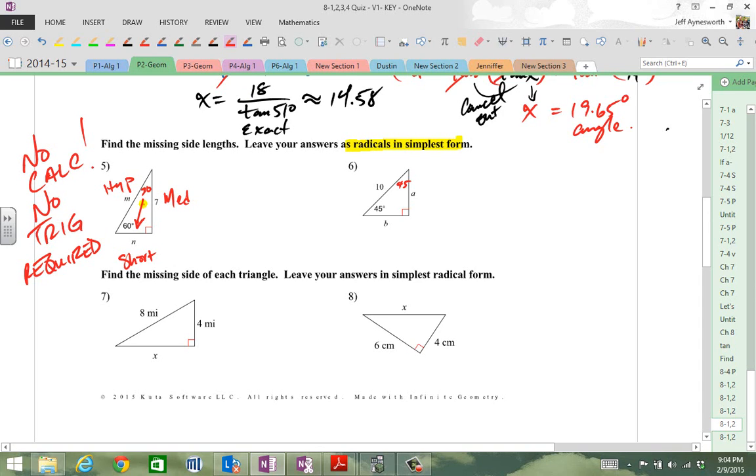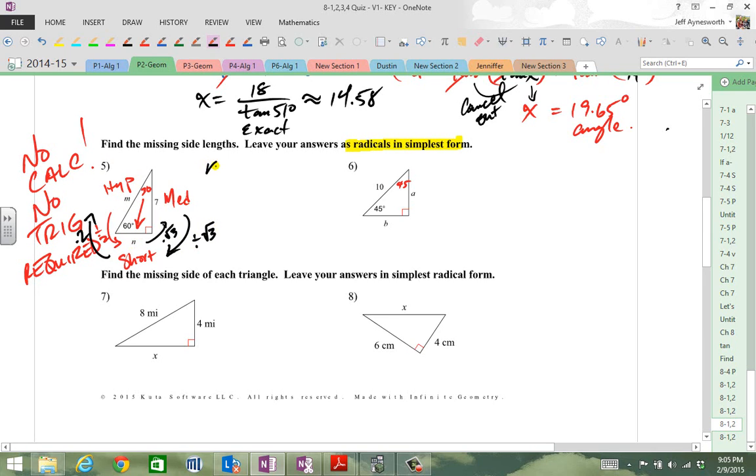To get from hypotenuse to short, you divide by 2. To get back, you multiply by 2. To go from short to medium, you multiply by rad 3. To get back, you divide by rad 3. That's what you should have learned in your lesson.